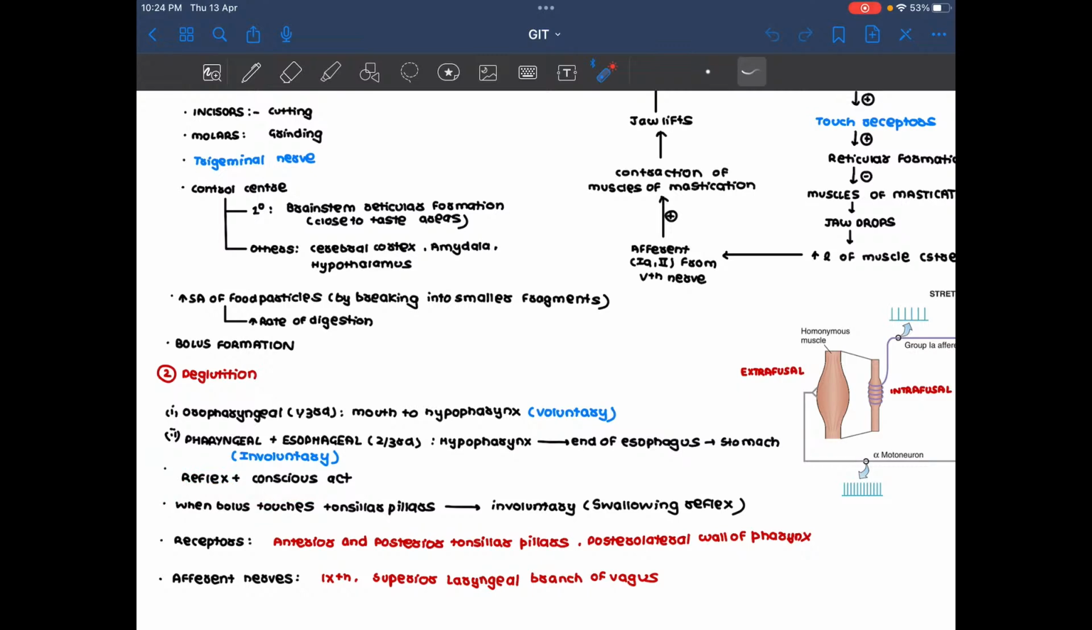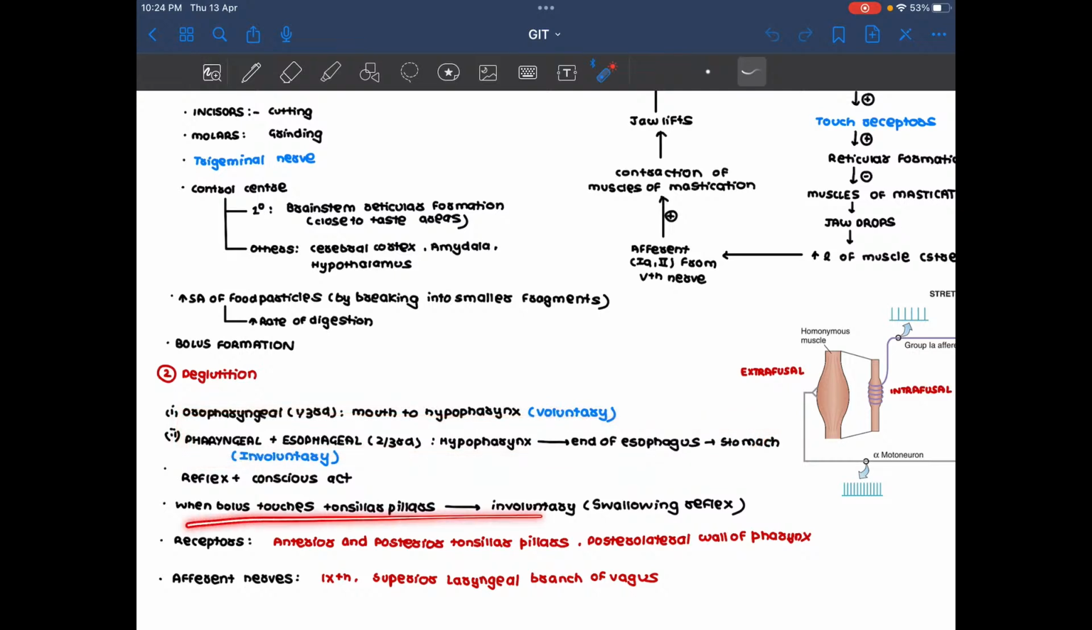What are the receptors which are mainly present for this phase? This is your involuntary phase. So the concept goes like this. Till the pillars, that is your anterior and your posterior tonsillar pillars, or your posterior lateral wall of the pharynx, जो आपका deglutition है, that's mainly a voluntary thing. Once it stimulates the posterior and the anterior pillars of the tonsils, it's going to initiate this involuntary aspect of it.